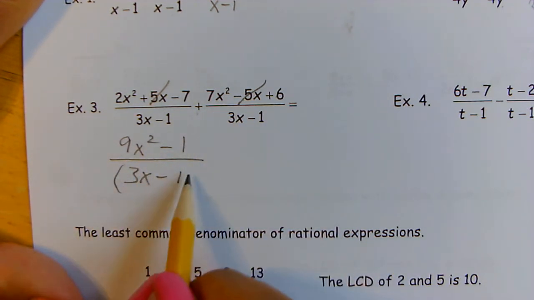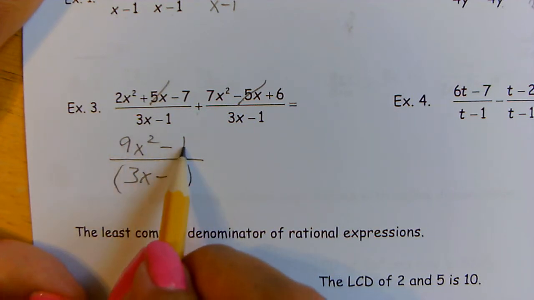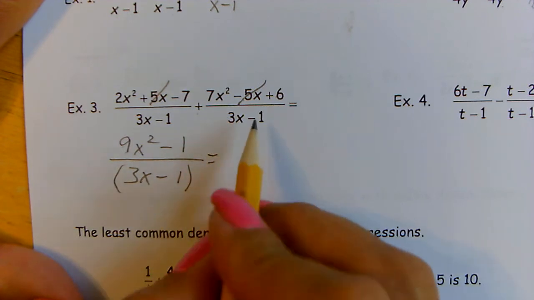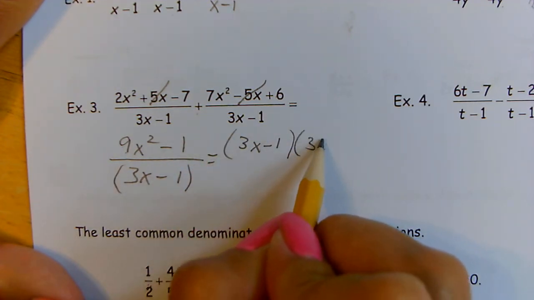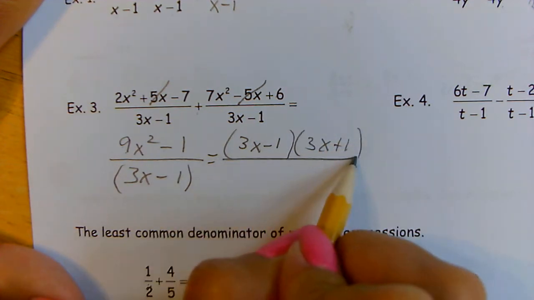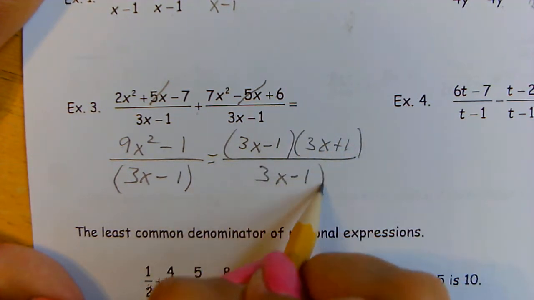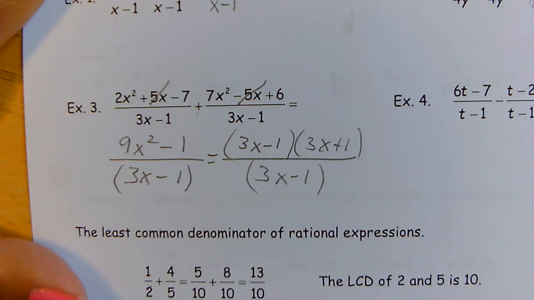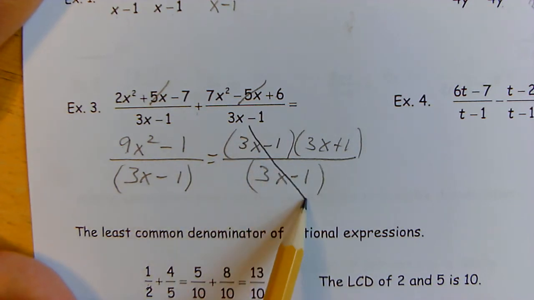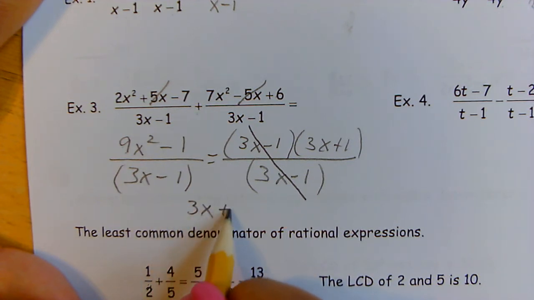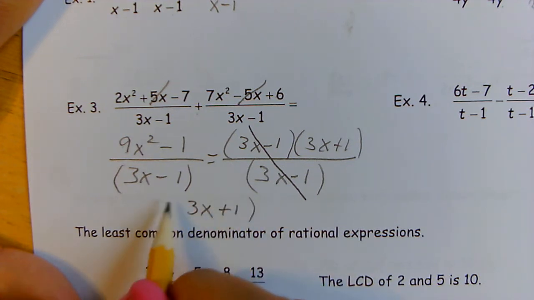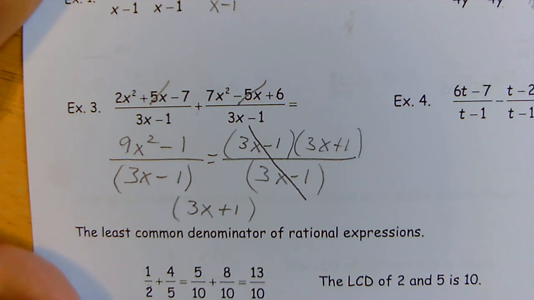Now, this is factored completely. This is not factored completely. I have a difference of perfect squares. So I'm going to go ahead and factor. After I factor, I notice that I can simplify this. So I'm left with 3x plus 1 over 1, and I don't need to put it over 1. I leave it like that.